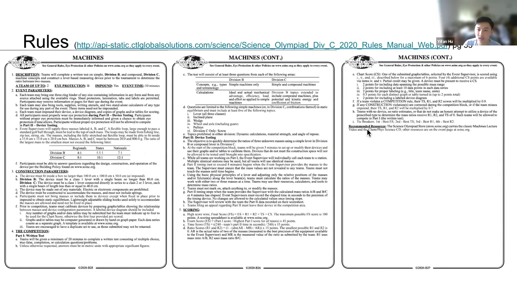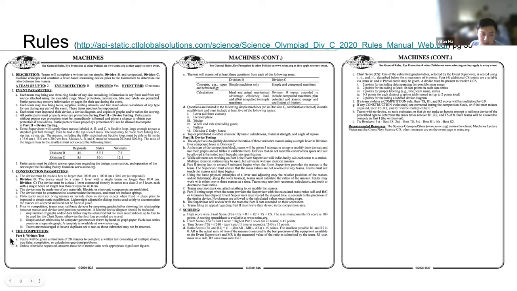Okay, so these are the rules. You can just Google the rules if you want to read them carefully. I'll just quickly go through it. So there is a construction portion, as it's a hybrid, which means that there's a device that you make beforehand. You basically make a simple lever, and the objective is to determine the ratios of unknown masses with the lever. In Division B, it's a simple lever, and in Division C, it's a compound lever.